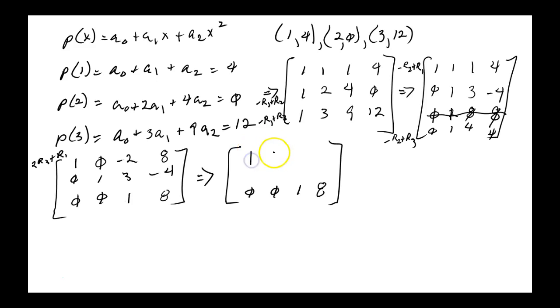1, 0, 0, that's why we did it, and 2 times row 3 plus row 1. Isn't that 24? Seems like an awfully big number. Yep. That's right. Okay. Next, how do we get the 3 to become a 0?